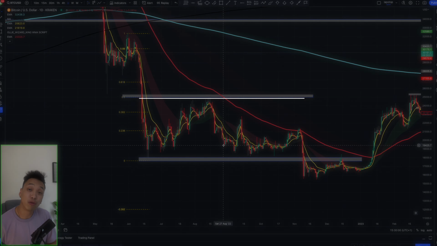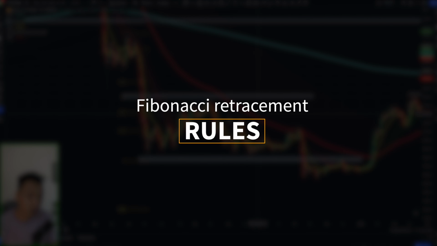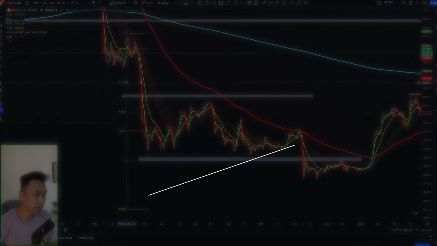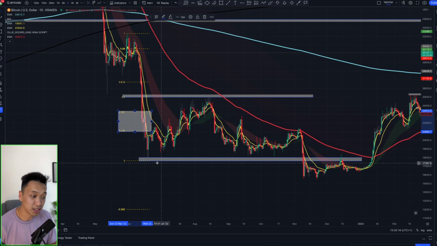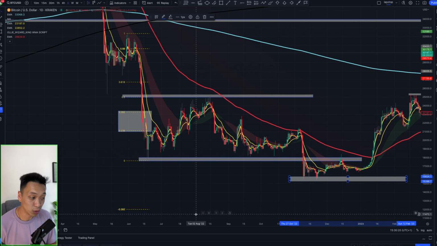Now, going on to the rules of Fibonacci retracement. So now we know how to draw them, let's go on to the rules quickly. The real rules of how I like to use this is if price retraces to 23.6 or even 38.2, that means these two have a high probability to retest this previous low and make a new lower low. And guess what? It did exactly that and made a new lower low.